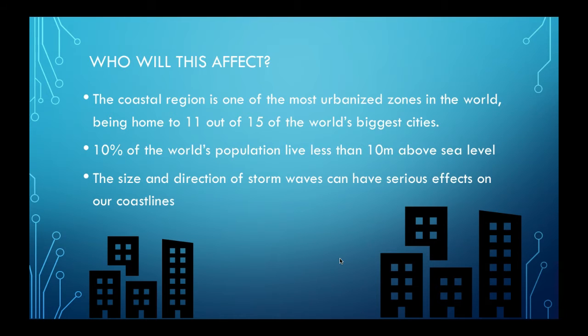The coastal region is one of the most heavily urbanised zones in the world, being home to 11 out of 50 of the world's biggest cities. In regards to recreational, environmental and economic importance, the world's coasts are a critical resource. Small changes in the size and direction of waves can cause serious disturbance to the coastline, enhancing erosion and modifying beach stability.